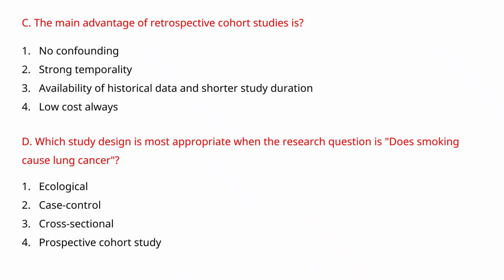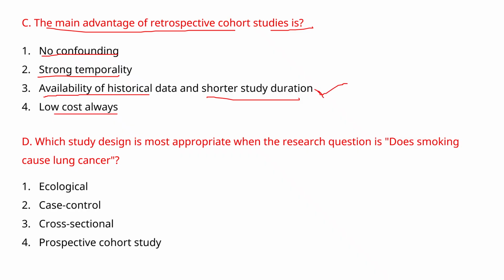The next question, the main advantage of retrospective cohort studies is option 1, no confounding, option 2, strong temporality, option 3, availability of historical data and shorter study duration, and option 4, low cost always. The right answer is availability of historical data and shorter study duration. We have discussed that in retrospective cohort study, the data were already there. We have to look into those data and find our outcome. That's why the advantage is availability of the data already and the shorter study duration.